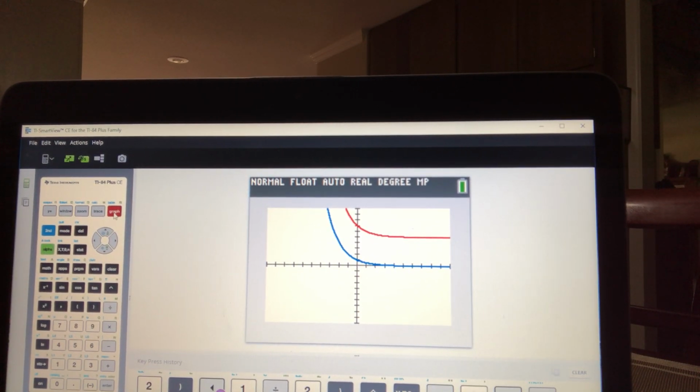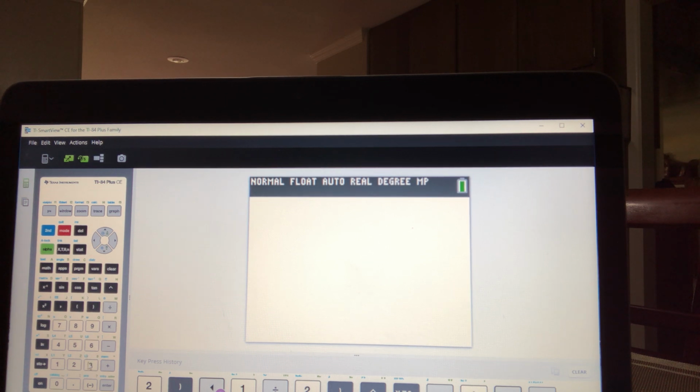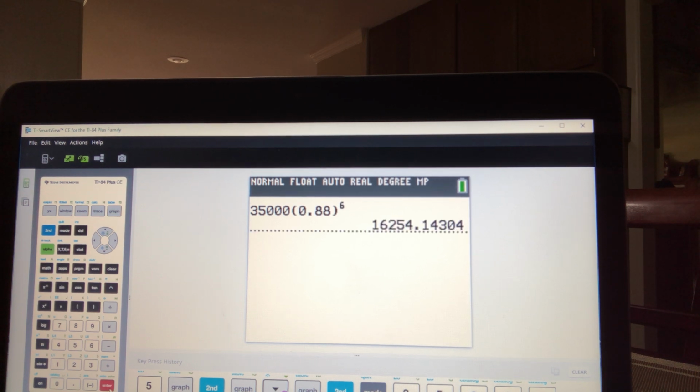Okay, so I want to exit out of the graph. You can press second quit. And it was $35,000. In the parentheses, it should be 0.88 and then raised to the power of 6. Okay, so this number represents the new value of the car after 6 years.